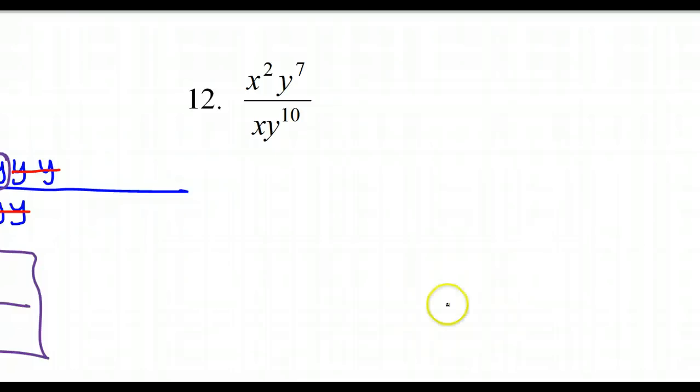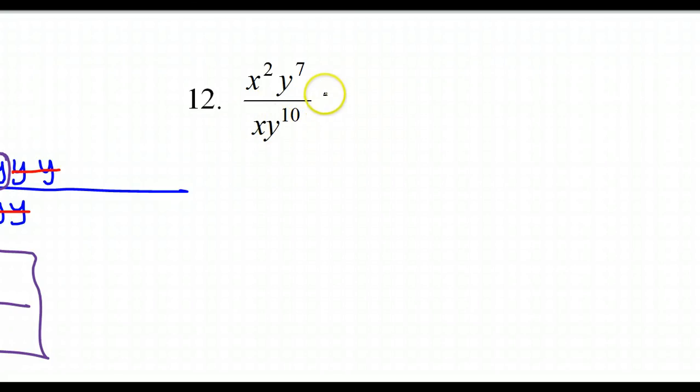Okay, look at number 12. Just at a glance, where will the extra x's be? In the top or the bottom? They'll be in the top. Where will the extra y's be? They will be in the bottom because that's where there are more.